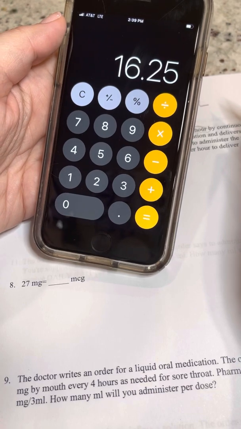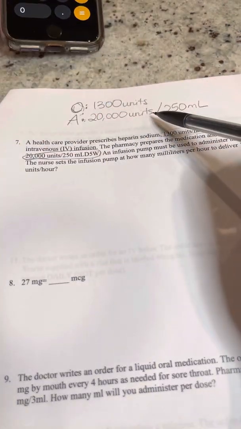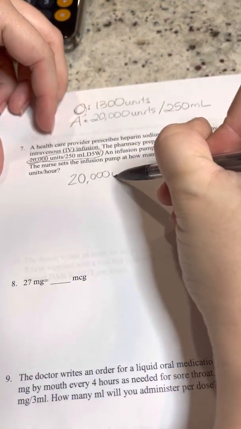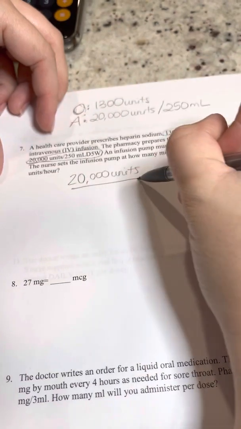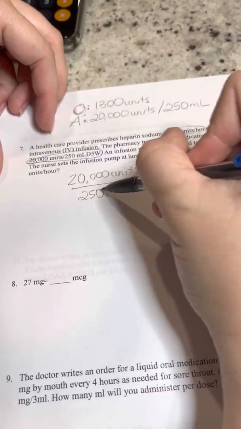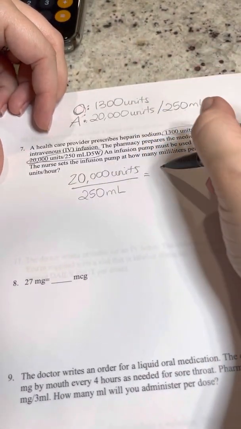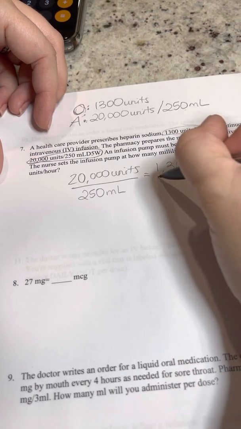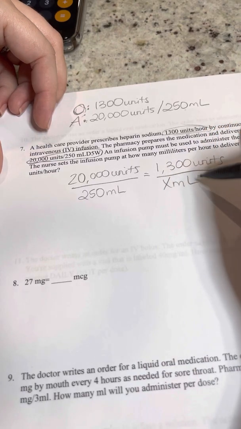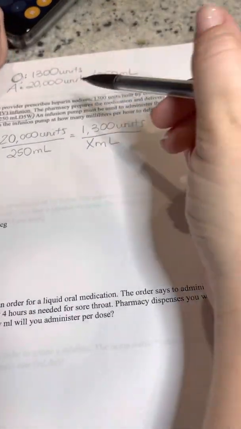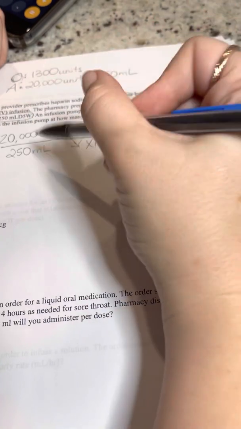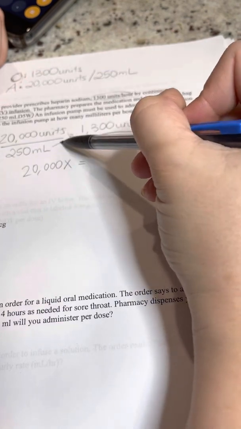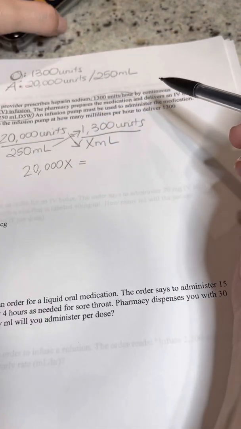And that's our answer. If we want to set up a table, we would do 20,000 units in 250 mLs. That's our available. And our order is 1,300 units. And we need to know how many mLs that is, X mLs. All right, we're going to cross multiply. So 20,000 times X equals 250 times 1,300.